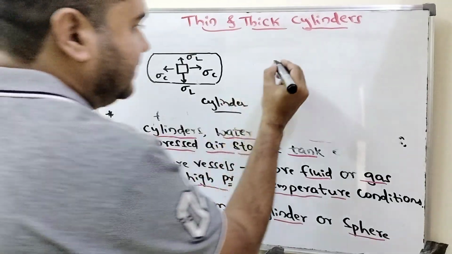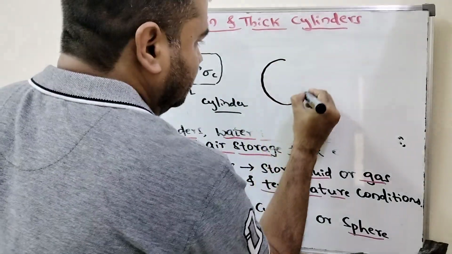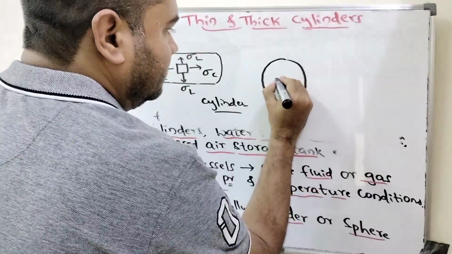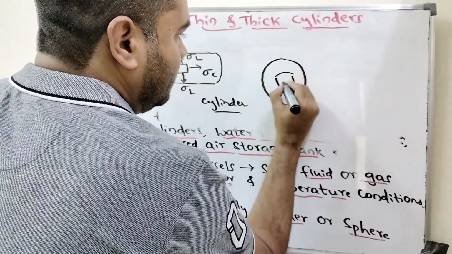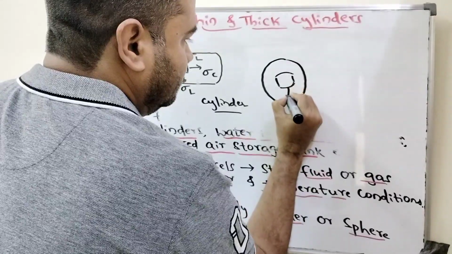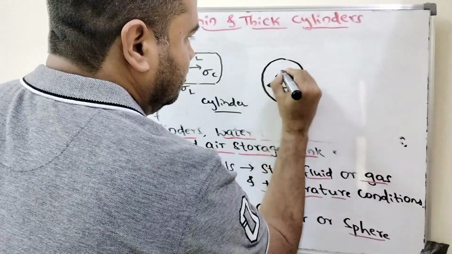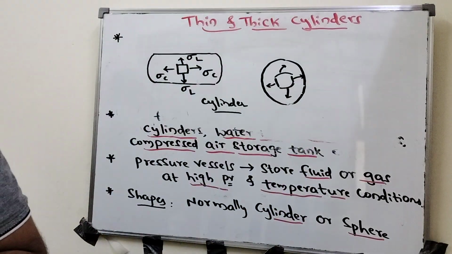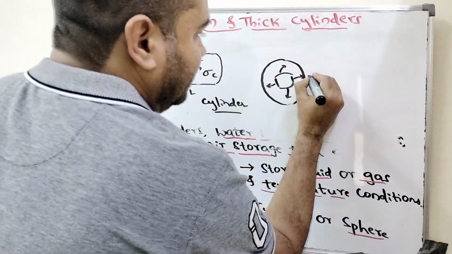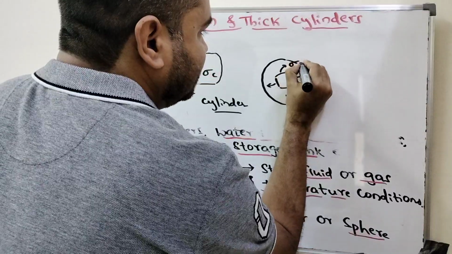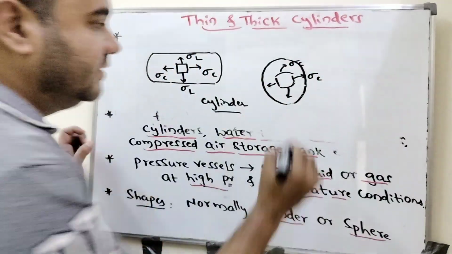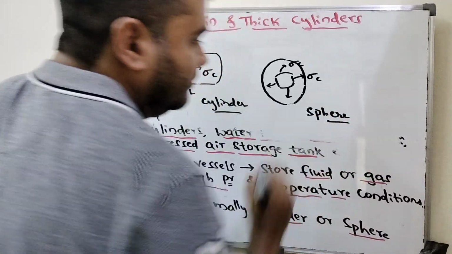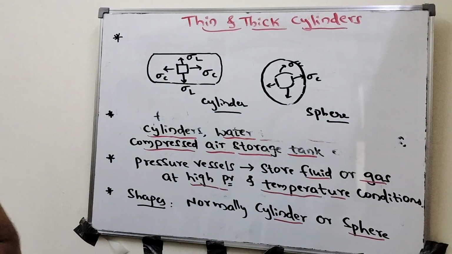If you come to the sphere, this is the sphere, like this. In the sphere, the stress distribution is like this. Here sigma C will develop, and here sigma C will develop as well. This is in the spherical case.